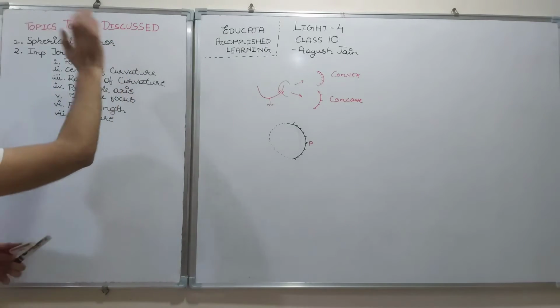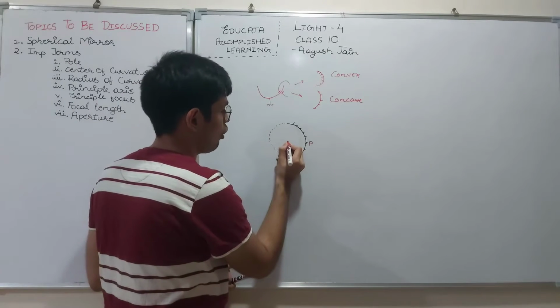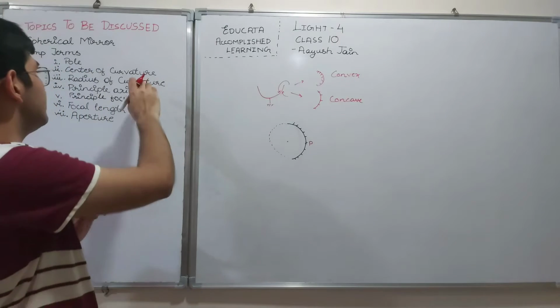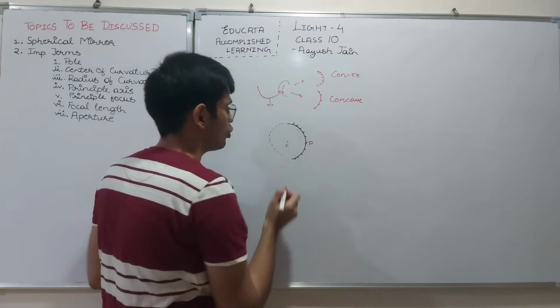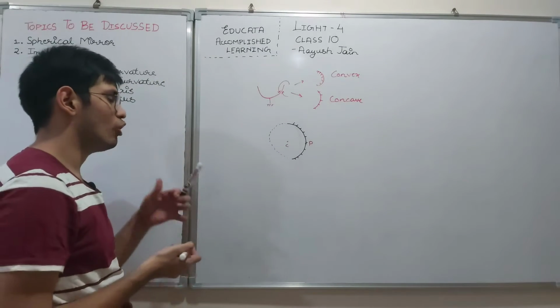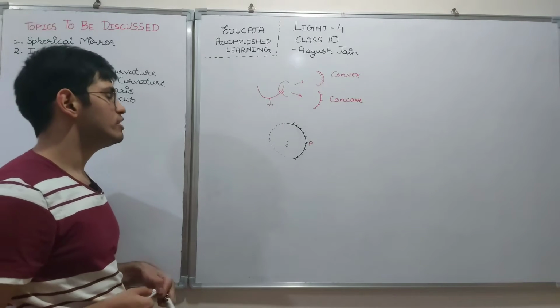Now you have to mark the center of curvature. The center of this particular sphere or circle that you are looking at is the center of curvature. Okay, this point is clear to you.